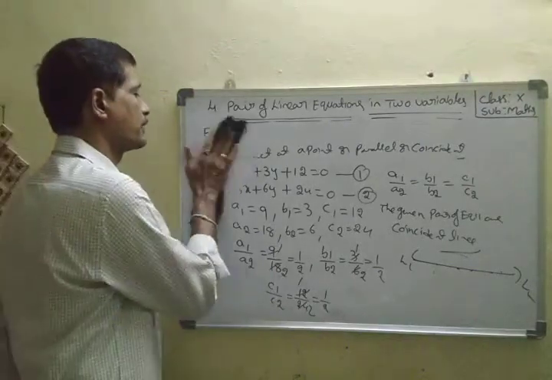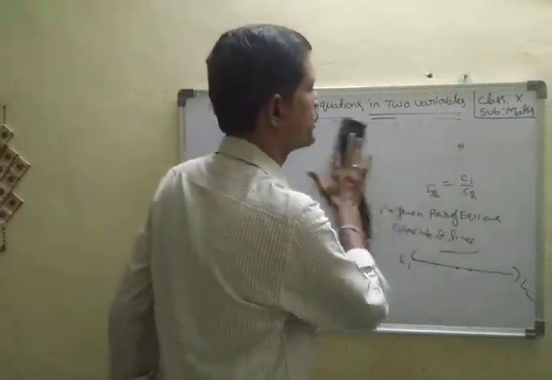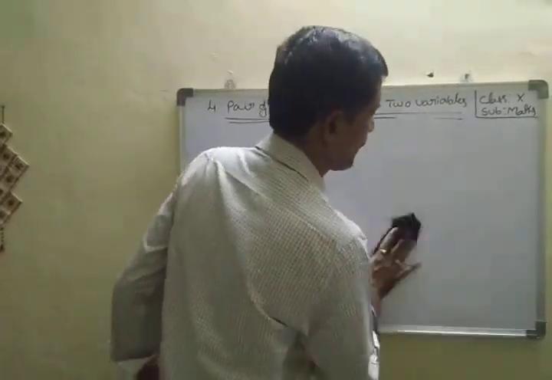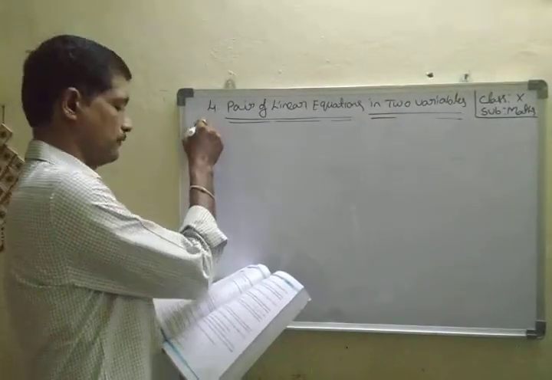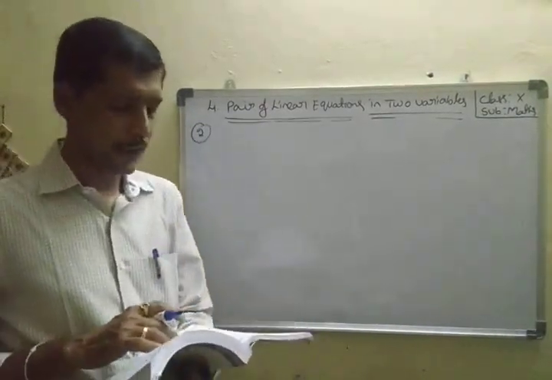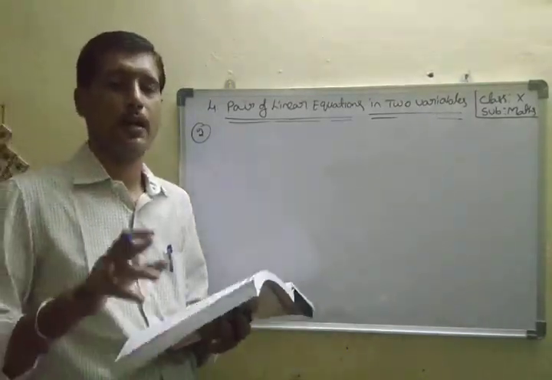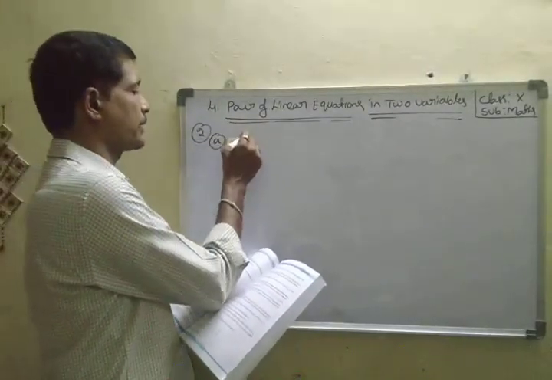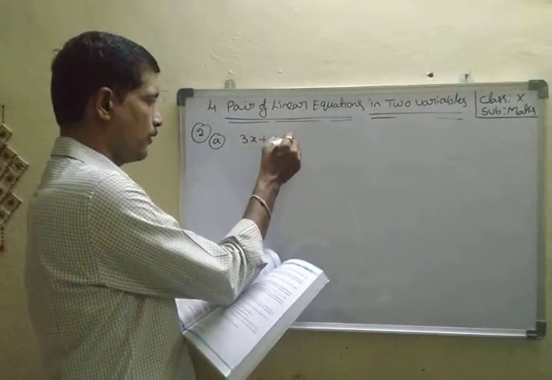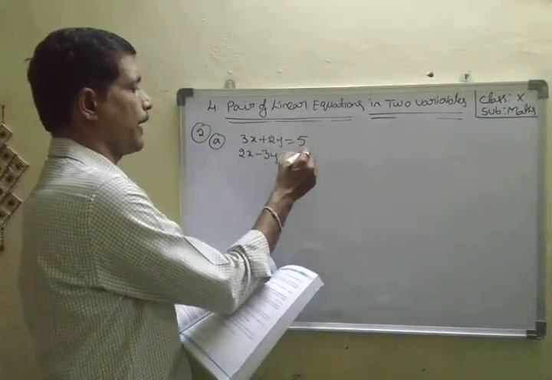Next one, second question. One more question is for you to do on your own. Next, second question: check whether the following equations are consistent or inconsistent. Solve them graphically, that is, do it in the graph, in the Zoom class. Here only check consistent or inconsistent: 3x plus 2y equal to 5, 2x minus 3y equal to 7.